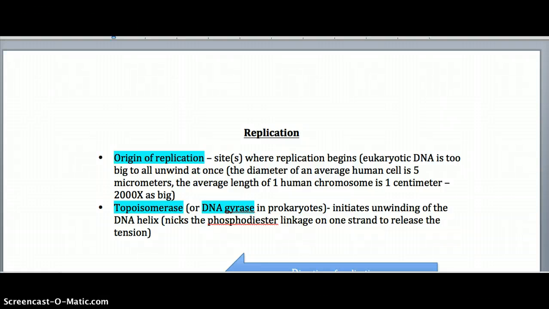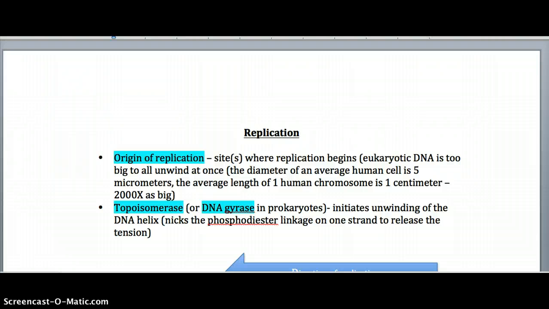Please note, in eukaryotes there are multiple sites where this happens, multiple origins of replication, and as soon as one area is replicated, it winds back up again, because chromosomes are so incredibly huge that the nucleus and quite probably the cell would blow up if all of the DNA was unwound at one time.